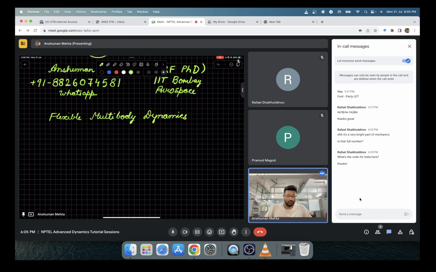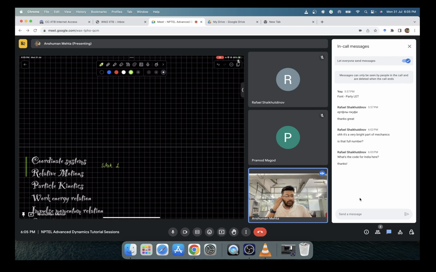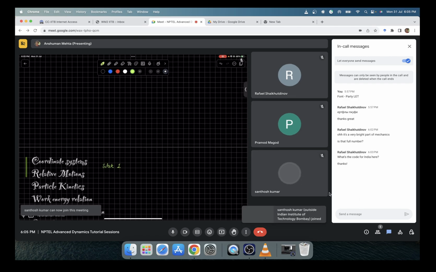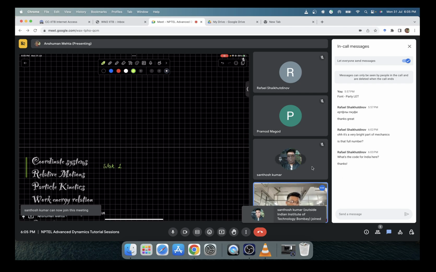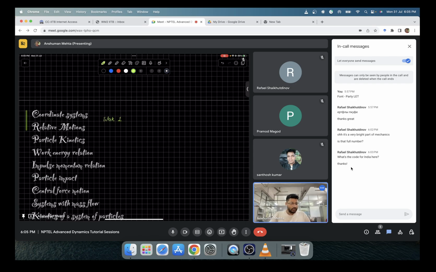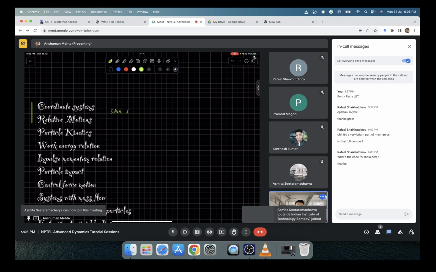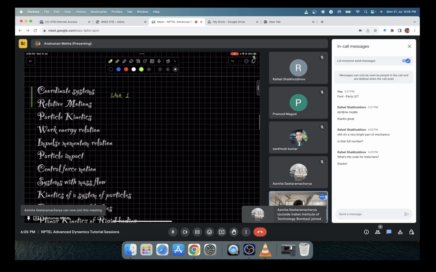So for that we first have to set up a base, like a reference system. First we have to know about the coordinate systems. Did you all go through the week 1 lectures? Week 1 consisted of coordinate systems and relative motions. So just a quick question.